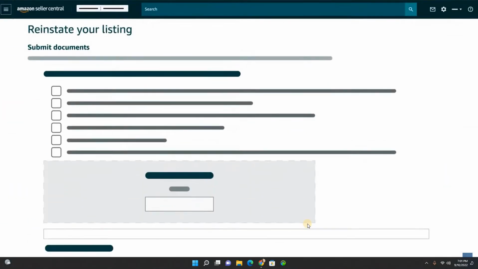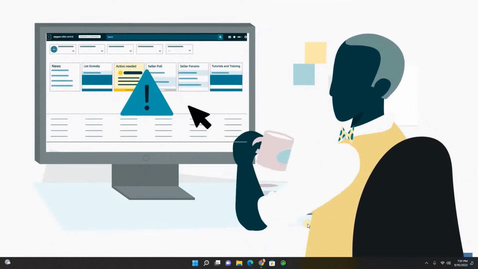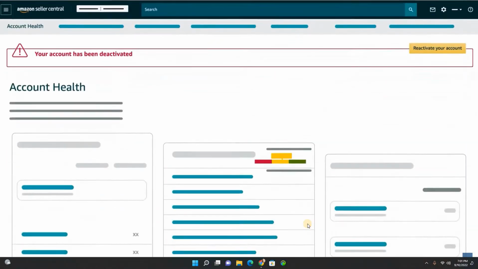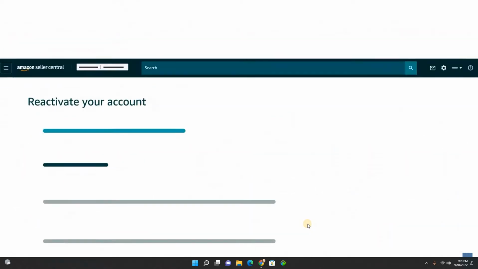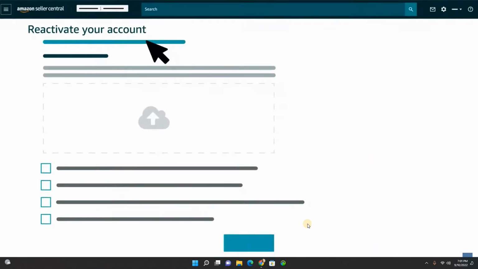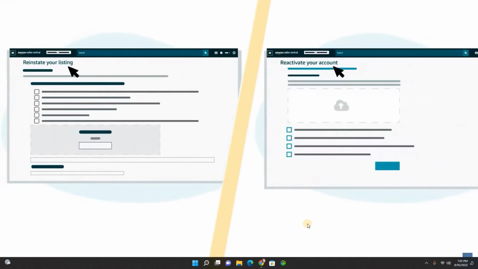You will be taken to the Reinstate Your Listing page, where you will submit the requested documents. To reactivate a deactivated account, click the Reactivate Your Account button in the top right-hand corner of the Account Health dashboard page. This will take you to the Reactivate Your Account page.